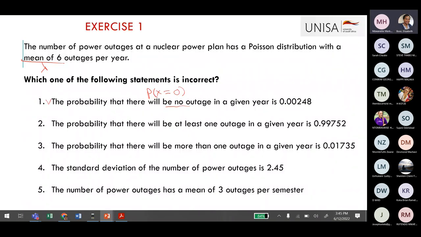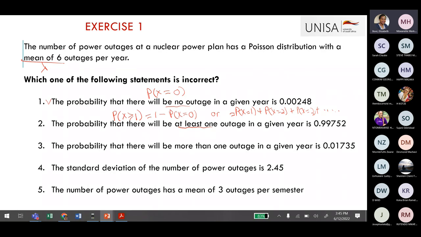So that is correct. The probability that there will be at least one outage, what is at least? At least one means the probability that X is greater than or equal to 1. That can also be 1 minus the probability that X equals 0. Or you can say it is the same as finding the probability that X equals 1, plus the probability that X equals 2, plus the probability that X equals 3, plus all of them.